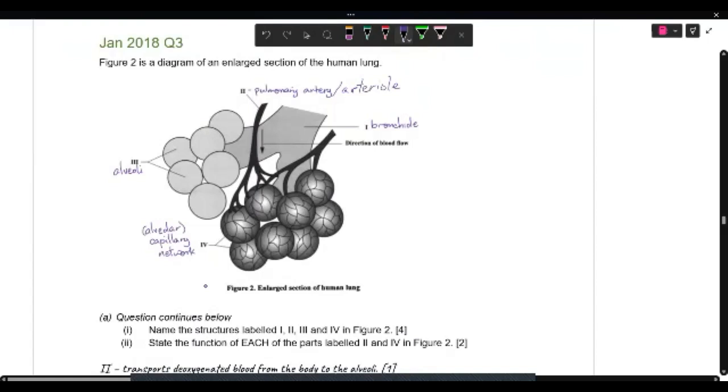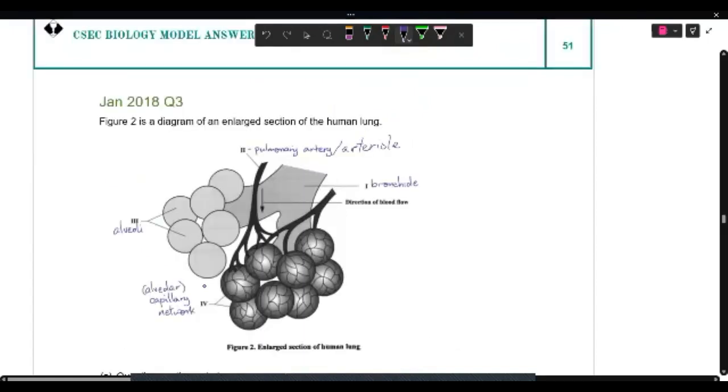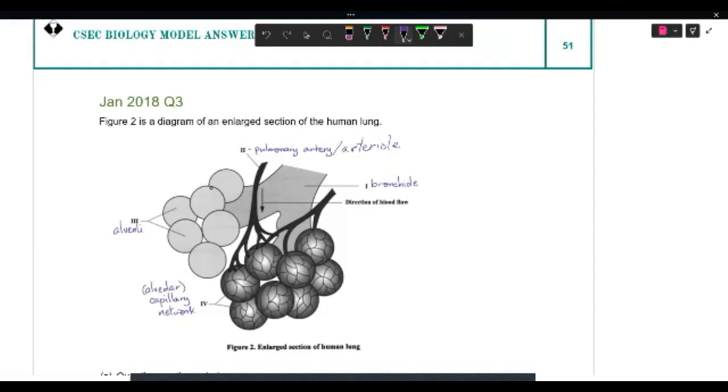Then we have question 3. We are provided with a diagram showing us an enlarged section of a human lung. And it's a section of the lung, so we can definitely say that it's the part of the lung showing the alveoli and the bronchioles feeding into the alveoli, as well as some blood vessels, right? It's also showing us blood supply.